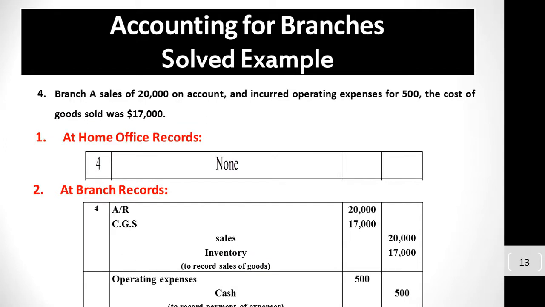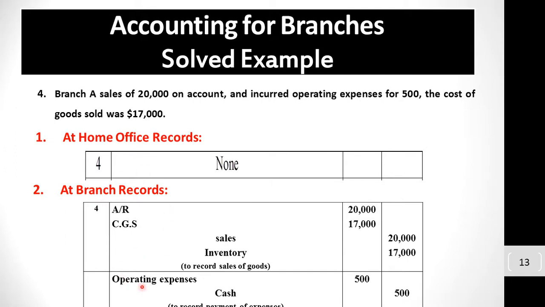Transaction number 4, branch A sold 20,000 on account and incurred operating expenses for 500. The cost of goods sold was 17,000. Here, the home office is not involved at all. This is why at home office there will be no journal entry, because this transaction doesn't involve the home office, or it is not a transaction between the home office and the branch. This transaction only involves the branch, so its journal entries will only appear in the branch records.